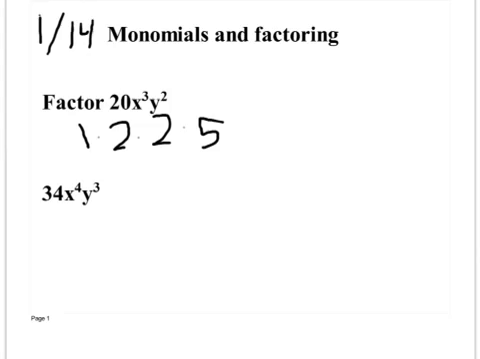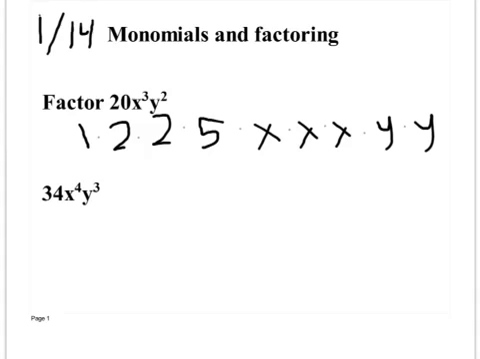What about x cubed? What goes in x cubed? An x, x, x. What goes in the y? Y and y. So 1 times 2 times 2 times 5 times x times x times x times y times y. That would be the factored form.